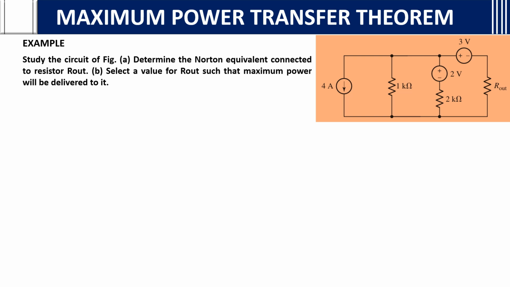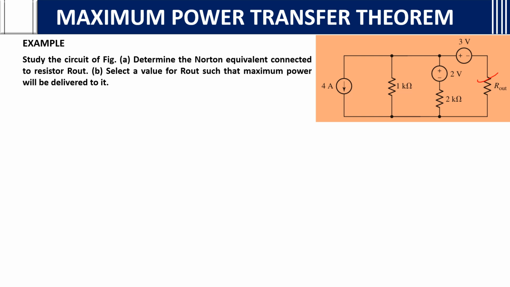Next question. Study the circuit. Determine the Norton equivalent connected to the resistor R out. They are telling us to find the Norton equivalent. Then select a value for R out such that maximum power will be delivered to it. We need to find R out so that the maximum power will be delivered, like the previous sum.